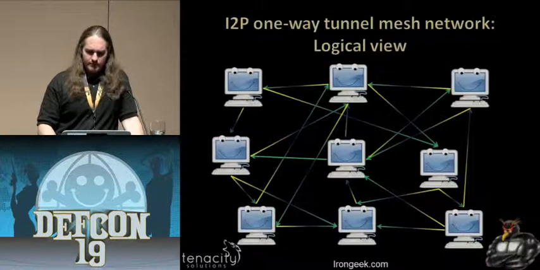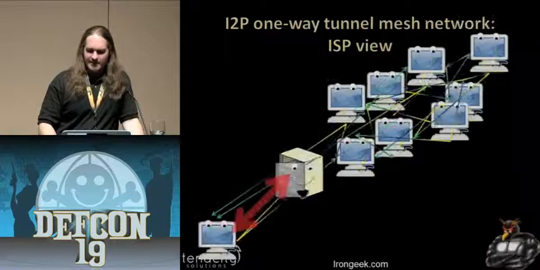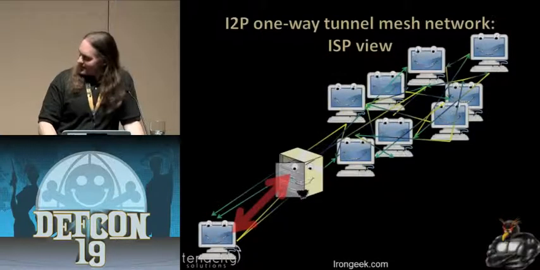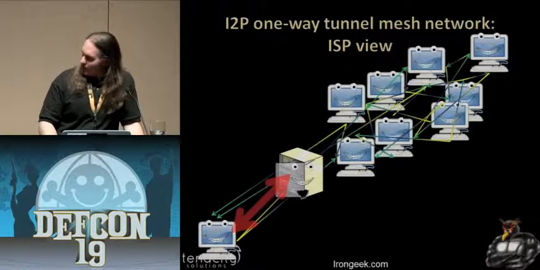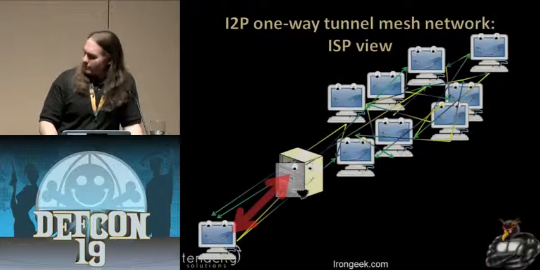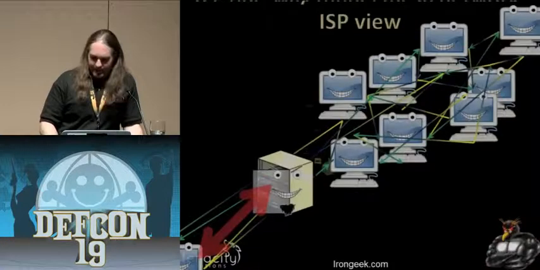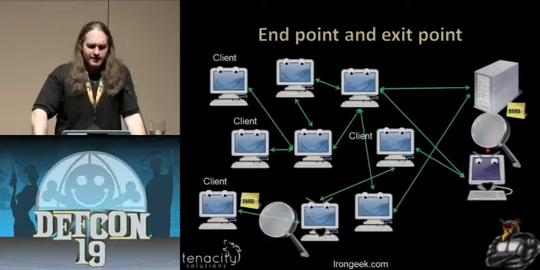But to give you an example, this is an example of a one-way mesh network. Your ISP's view of it might be something more like this. Once it gets out of your connection, they may not know who else is talking to it, but they can watch all the traffic going to and from you and may still be able to do some kind of correlation from that. But let's go back to an earlier example.